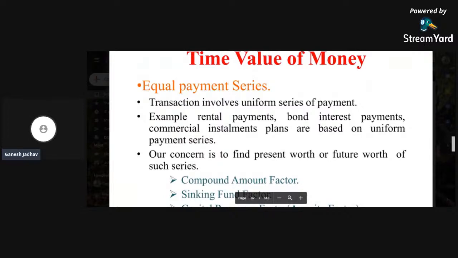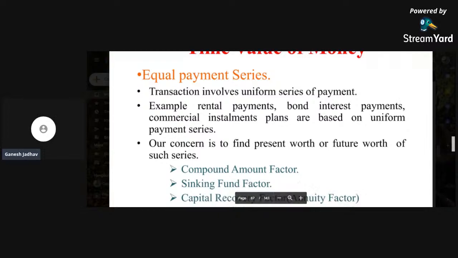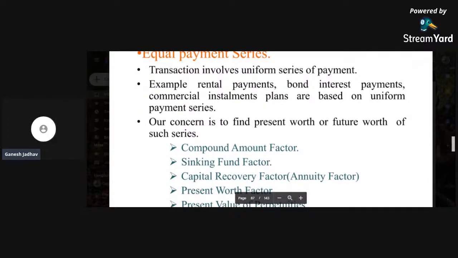So these are some examples of regular installments: the rental, meaning your room rent, then the bond interest payment, then the commercial installment plans. You can say that this is the equal payment series. Our concern is to find the present worth or the future worth of such a series.